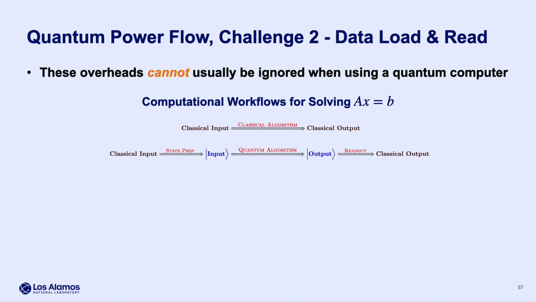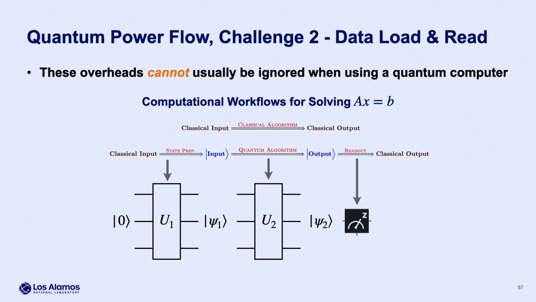There are significant overheads to load data into a quantum computer and get the data out. So if you want to solve a system like Ax = b, on a classical computer, you can just solve it directly and read. On a quantum computer, first you have to prepare all the data as a quantum state. That's this right here. Then you get to apply your quantum algorithm, and then you have to read the data out to get your classical data x.